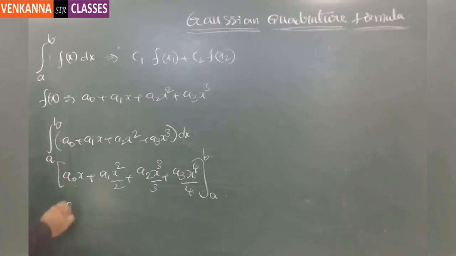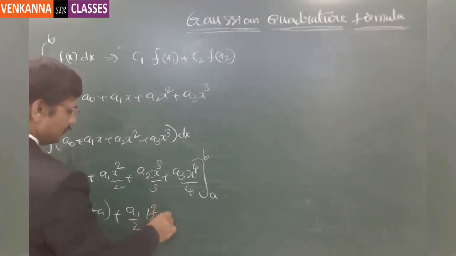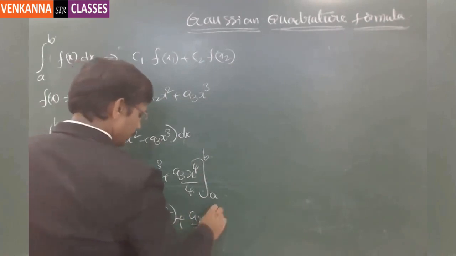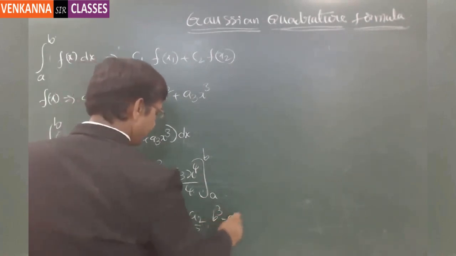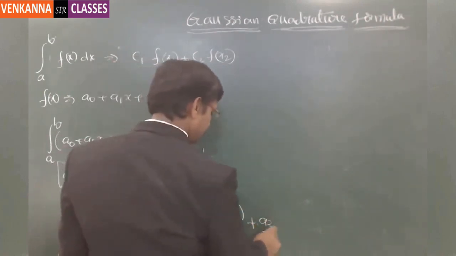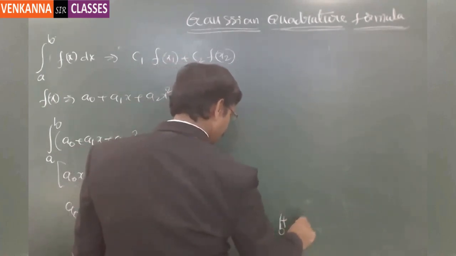So if you substitute these values, a0 into (b minus a) plus a1 by 2 into (b square minus a square) plus a2 by 3 into (b cube minus a cube) plus a3 by 4 into (b power 4 minus a power 4).